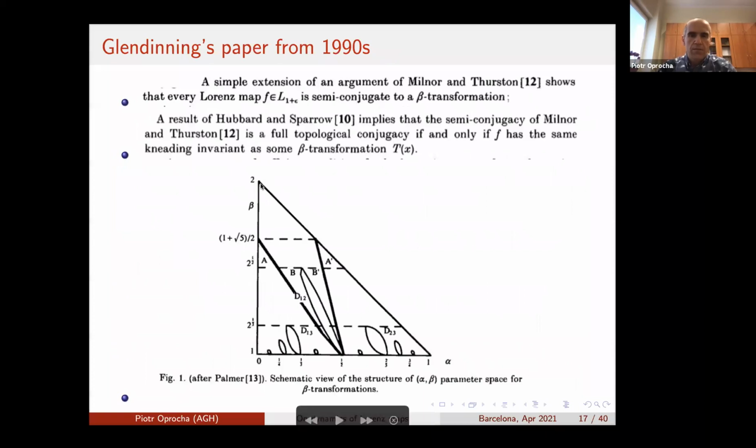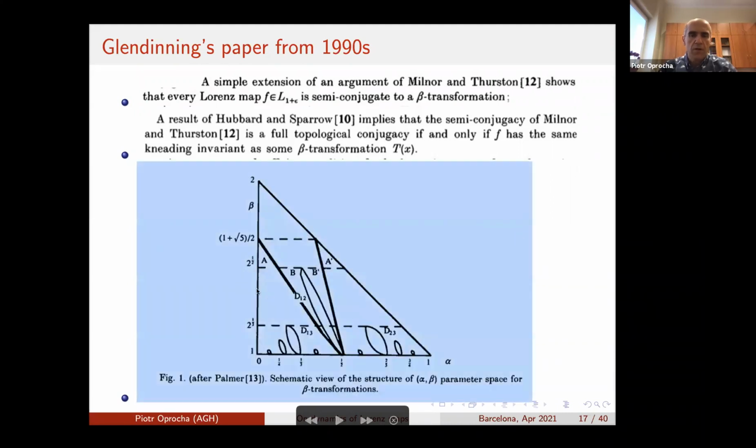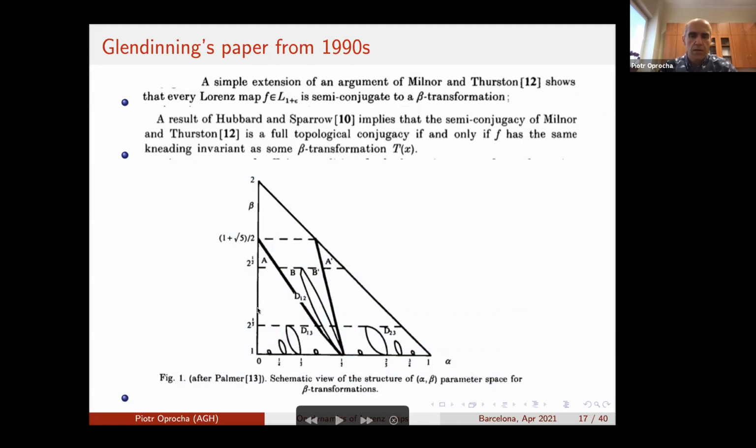If you look at that paper from the 90s, you will find this picture. Okay, so this is the complete triangle. In the case of Piotr, it was finishing somewhere here in the middle at cube root of 2.